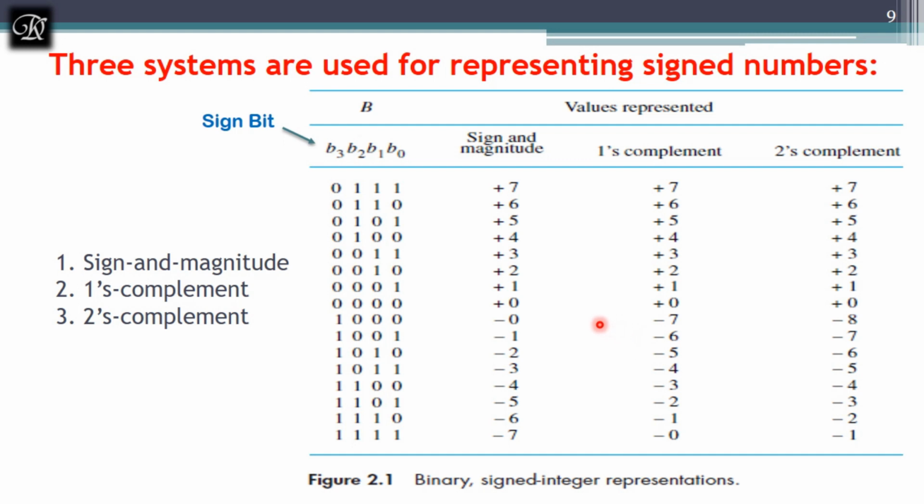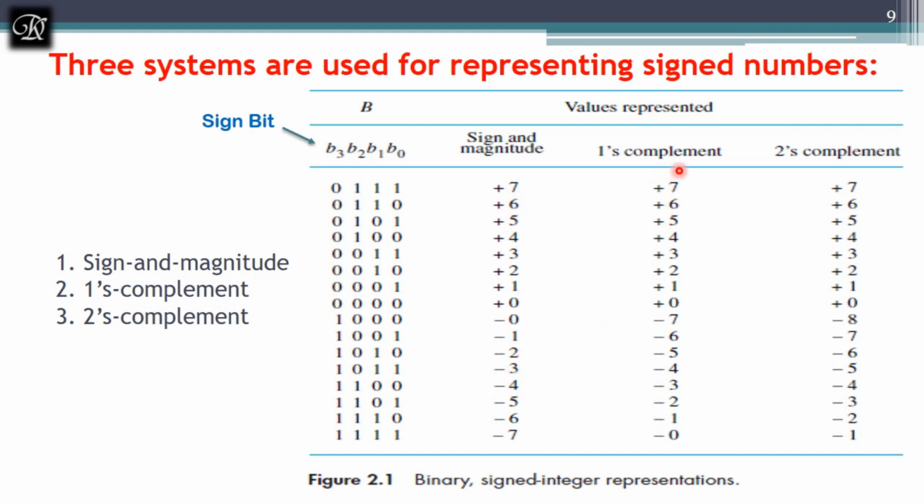Let's see, for the given values from 0 to 7, how to find the positive version and negative version. To represent 0 to 7, we need a maximum of 3 bits, and I told you we need an extra bit to represent the sign bit. So this table represents 0 to 7 in positive and negative, in the format of sign and magnitude, where you clearly mention plus and minus, just like in the normal decimal number system.